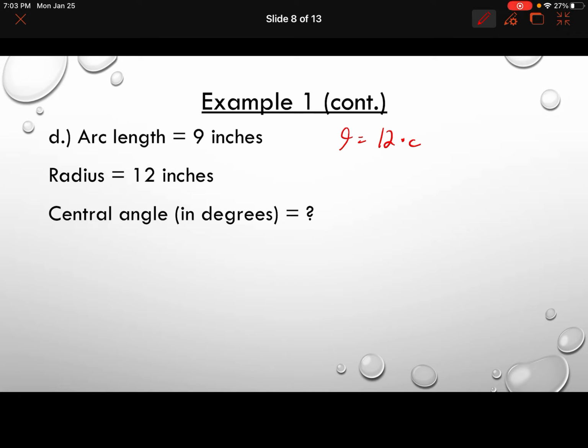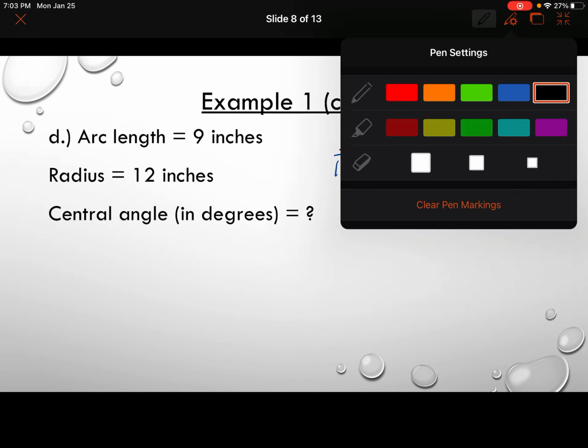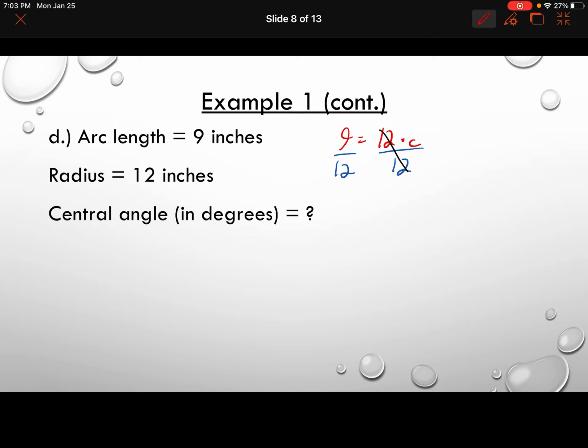Well, I hope this seems pretty straightforward, right? We have 12 times C, so if we want to get rid of the 12, we have to divide both sides by 12. It cancels out, and you're left with 9 divided by 12, which I'm going to write as a fraction. You can write it as a decimal, but I'm going to write it as 3/4 equals C.